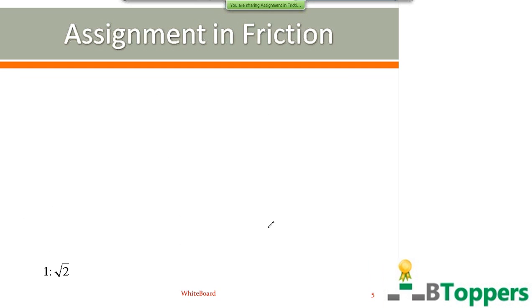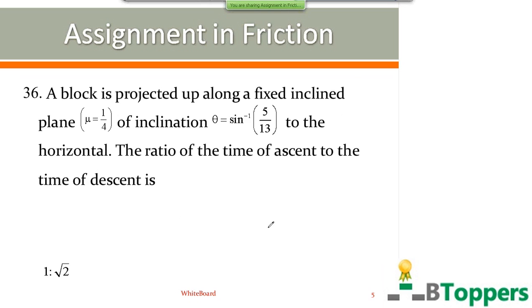So next I am going to discuss question number 36. A block is projected up along a fixed inclined plane, mu equal to 1/4, of inclination theta equal to sin inverse 5/13 to the horizontal. The ratio of time of ascent to the time of descent is? This problem can be solved faster if you make use of the conclusion which I have discussed in the theory part. Let us find the value of tan theta here.